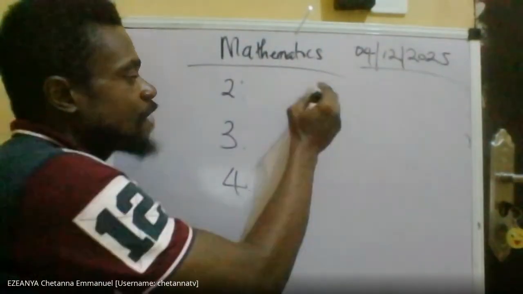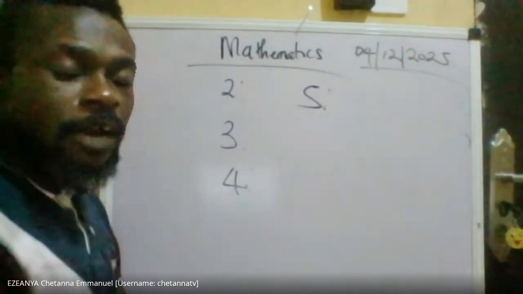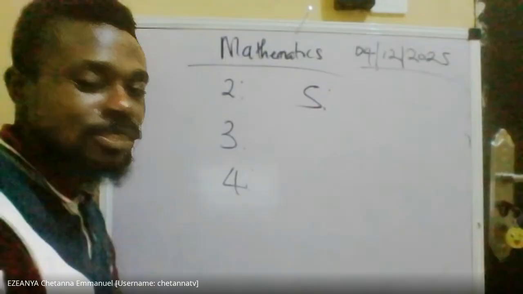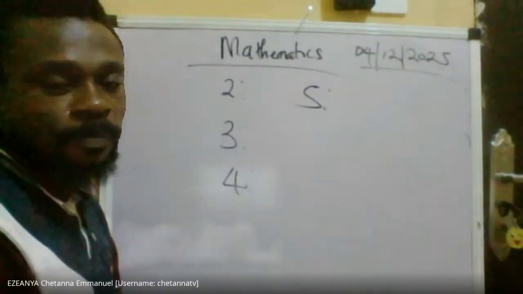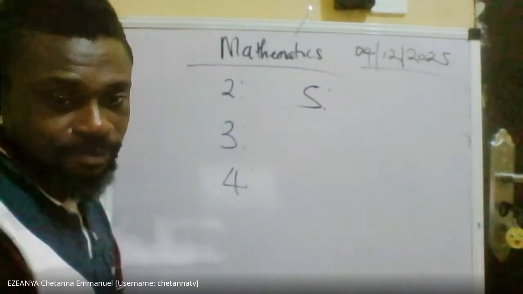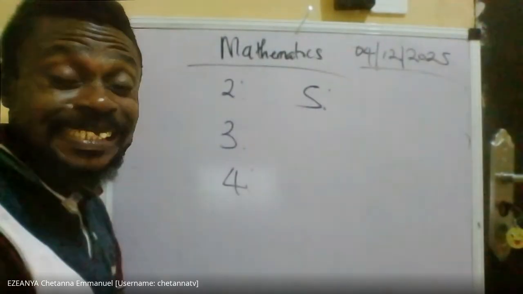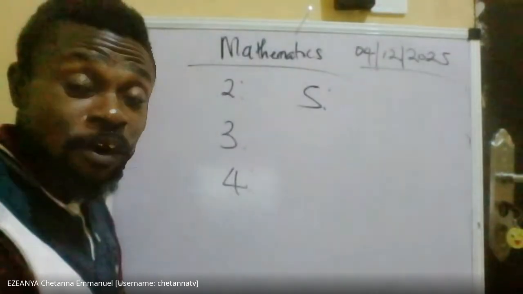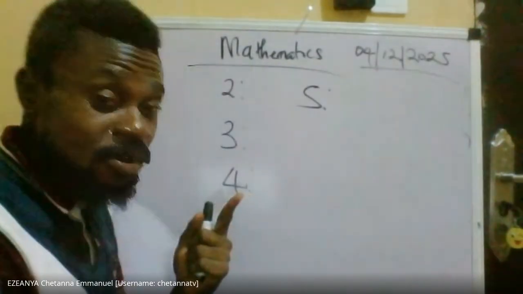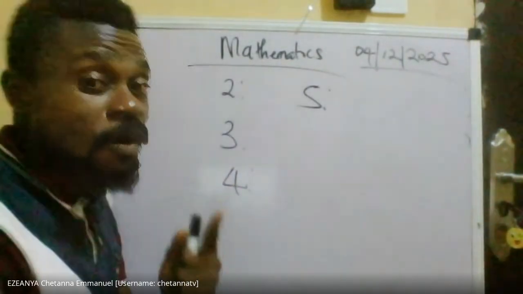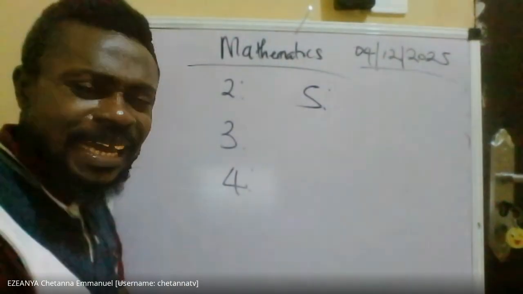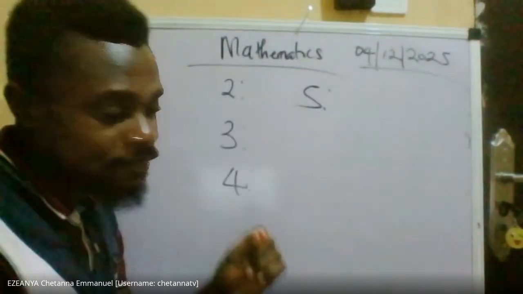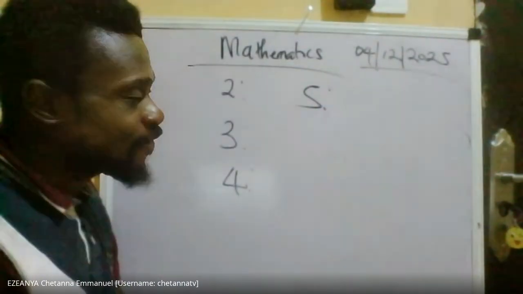Now let's look at another number. Let's work with 5. How do you know a number is divisible by 5, by just looking at it without even solving it? If you see a number and that number ends in 0 or 5, that number is divisible by what? 5. 0 or 5. That number is divisible by 5.